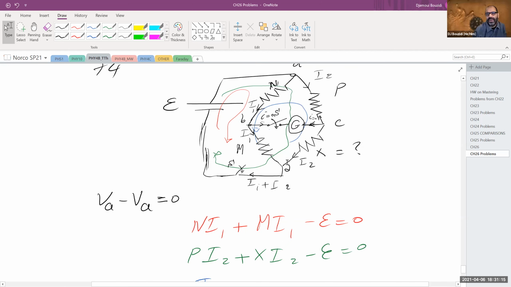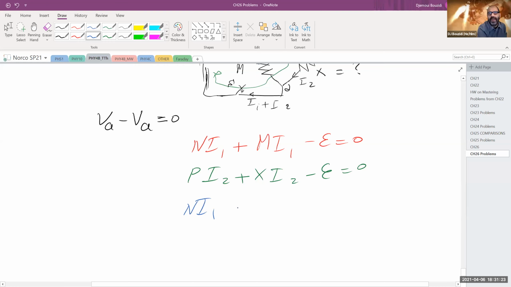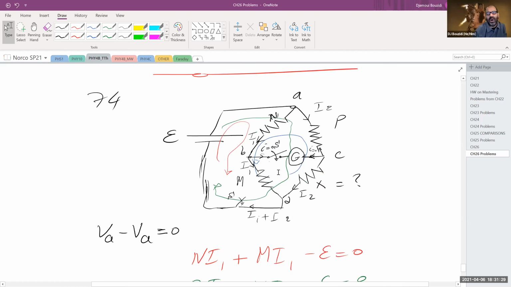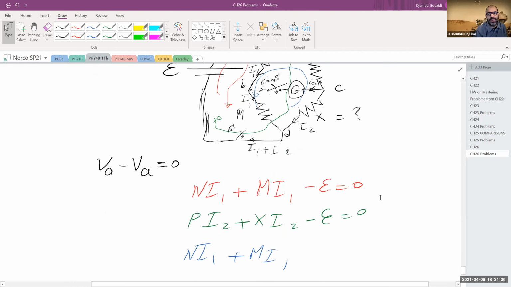I'm going to come down in here on this side in the same direction of I1, because we're going counterclockwise. So it's going to be plus M I1. Now watch what's going to happen in here. We're going against the current. I1 is raining down and we're going uphill against the current. So it's going to be minus X times I2.